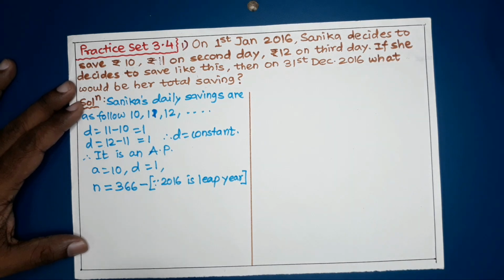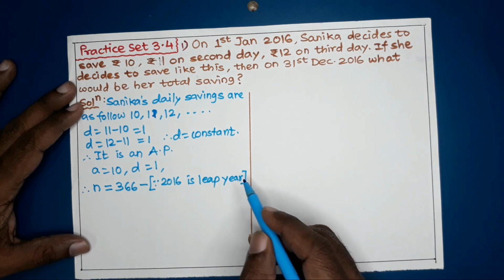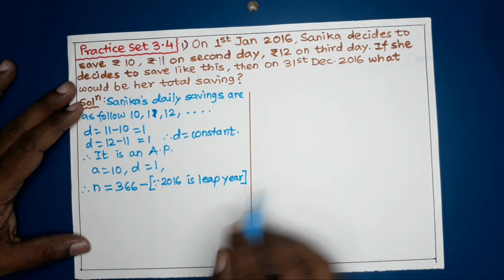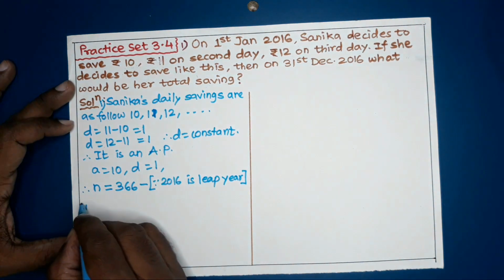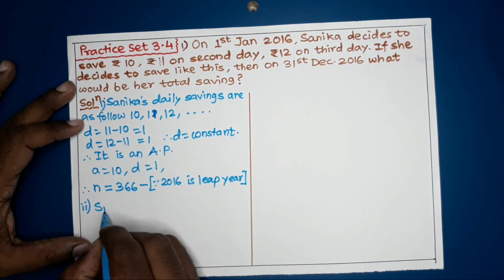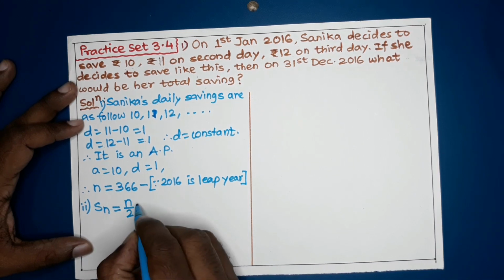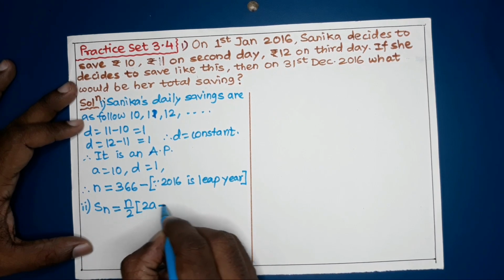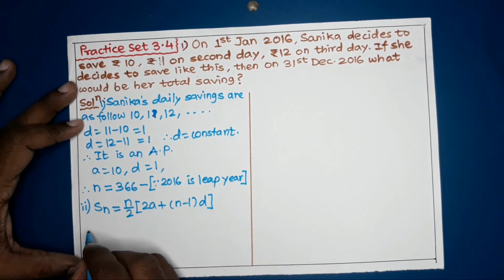So sometimes in mathematics we have to use common sense with intelligence. Now we have to find the total saving of Sanika. So I will write the formula for Sn. Sn is equal to n upon 2 into bracket 2a plus n minus 1 into D. Now just substitute the values.